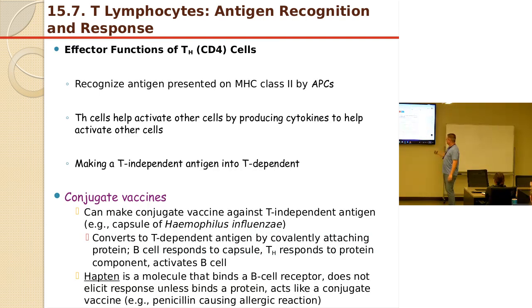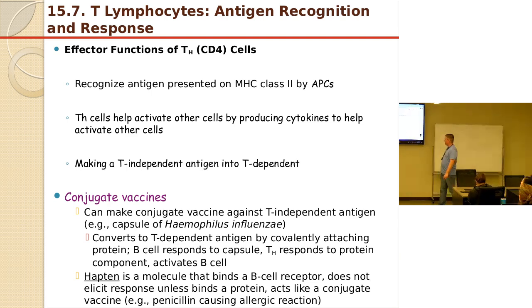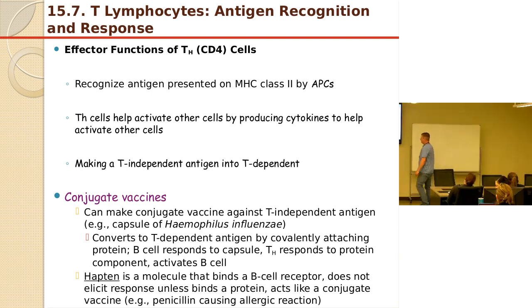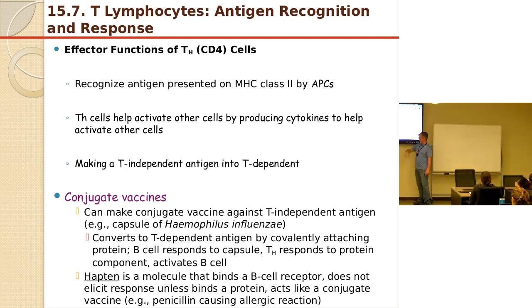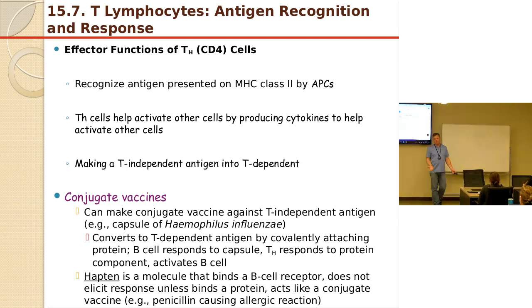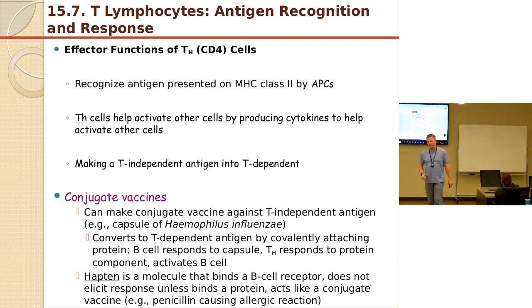All right, CD4s, we've already gone over most of this. CD4s are recognizing MHC class 2. The T helper cells help activate other cells by producing cytokines. So again, what is it doing? It's just helping. It's its name. It's not really doing a whole lot besides telling the B cell, yep, that's what you want to go after. The B cell gets that cytokine signal to turn into a plasma cell. The plasma cell starts producing antibodies.